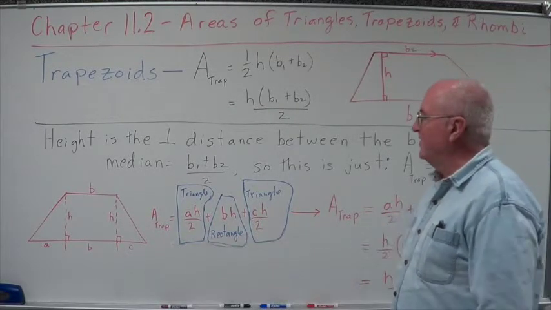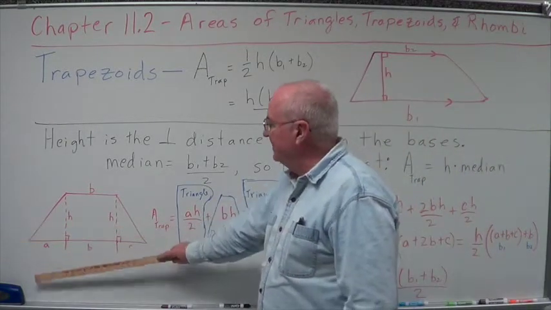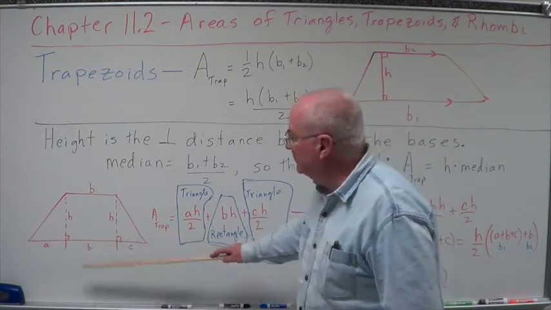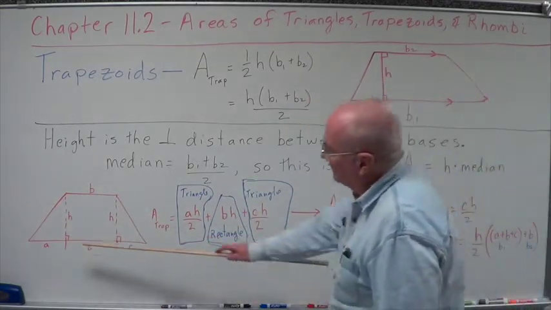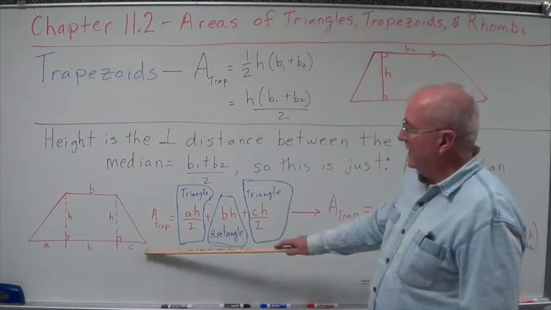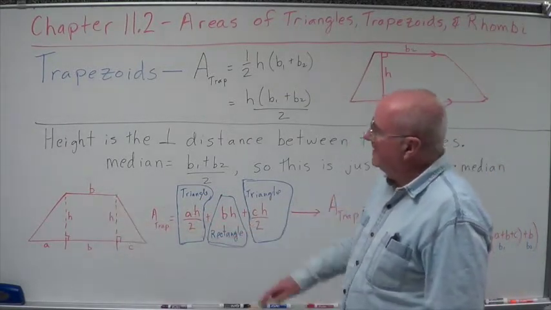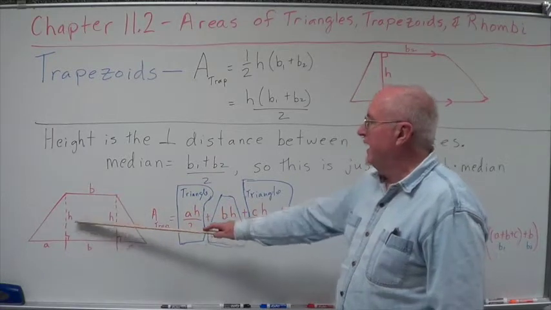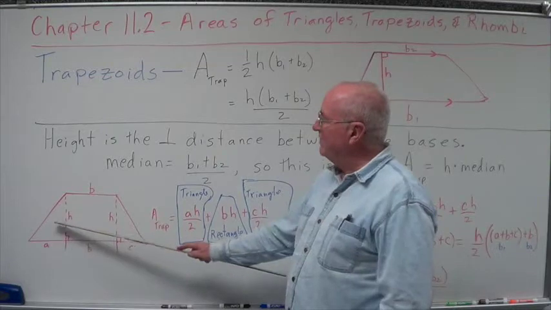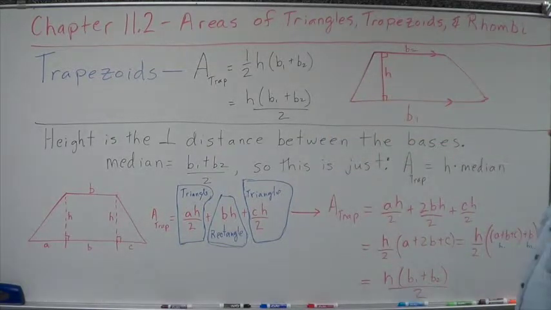Since we've already done triangles and rectangles, we know how to do rectangles. I want to take this trapezoid and divide it into two triangles and one rectangle. Triangle number 1 has a base of A and a height of H. Triangle number 2 has a base of C and a height of H. Then we have a rectangle in the middle that has a base B and height H. So the area of the trapezoid is, if I take the area of each one of those and add them together, we ought to get the area of the trapezoid, right?